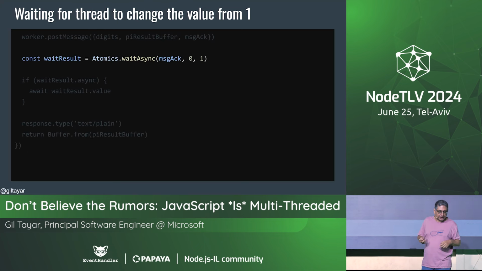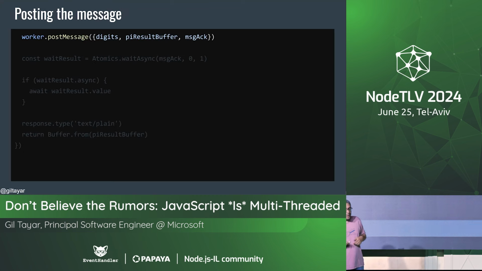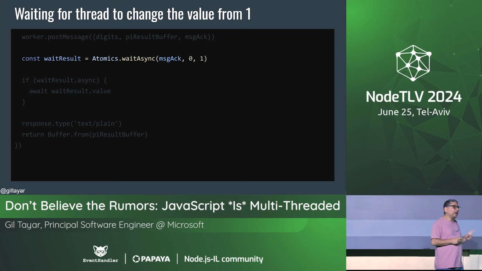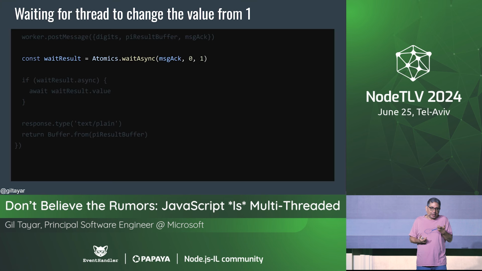That line of setting to 1 isn't really necessary, but it made sense to me for the explanation. And then I post a message. I post a message with the message ACK, and I wait for the result not by waiting for a message to come back, but by waiting on that atomic. That array of 1 int is the atomic which I am waiting for. I'm telling it, look, you see this message ACK? Look at the 0th index of that, and wait until the value changes from 1. That's weird. Once it changes from 1, the waitAsync finishes.